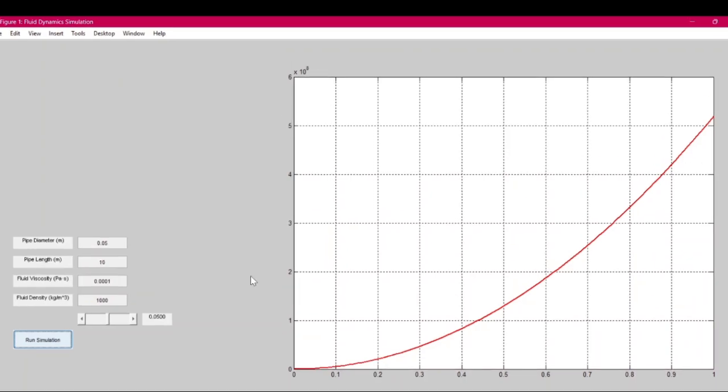At lower flow rates, you will notice that the pressure drop increases gradually, which typically indicates laminar flow. At high flow rates, the graph steepens, showing that the flow might transition to turbulent flow, where the pressure drop increases more rapidly. That's all for this part.